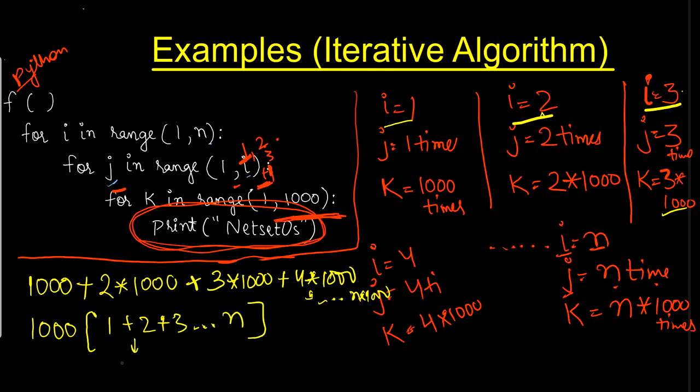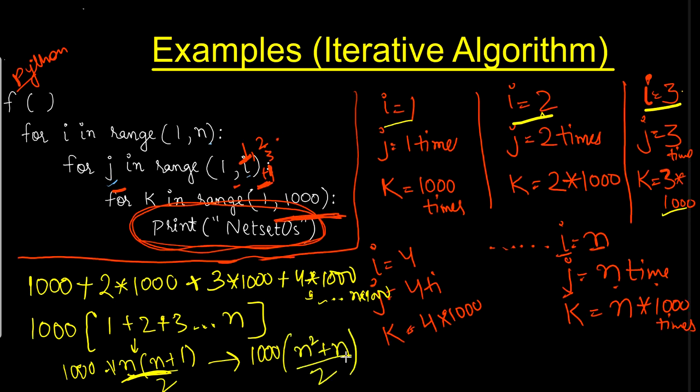So here I can write the formula n into n plus 1 upon 2, and here we will have 1000. So here I got n square plus n by 2. As I told you in the last video, we always take the leading value of n. Here the first value is n square, so for this n square, our time complexity will be order of n square.